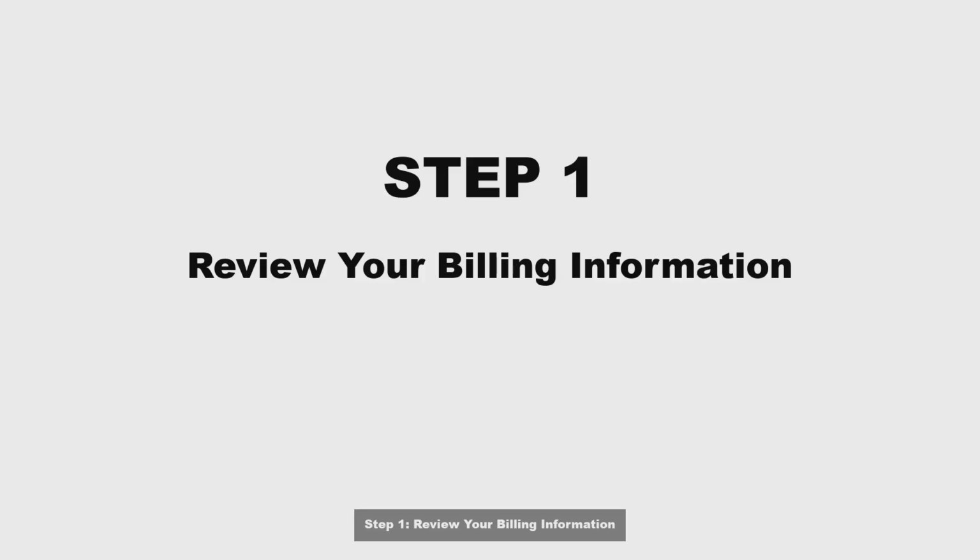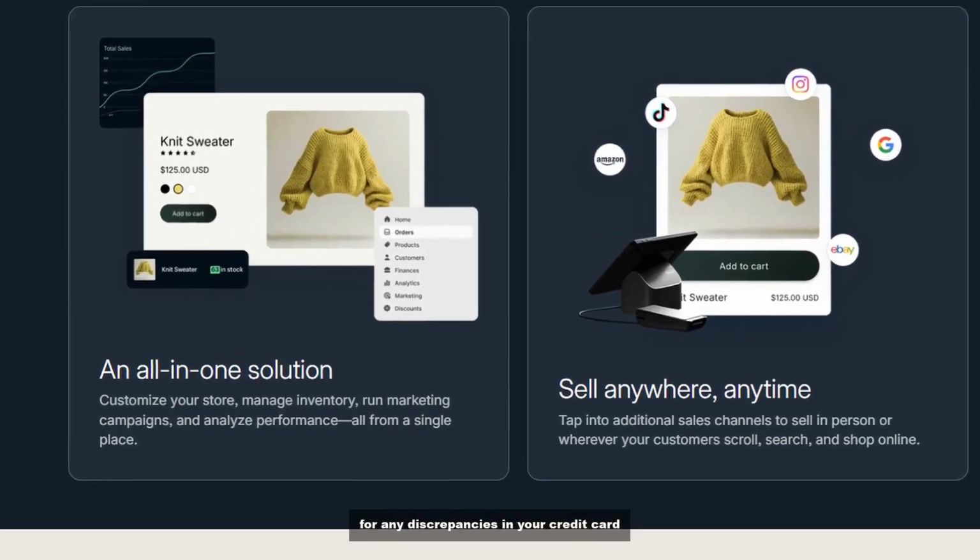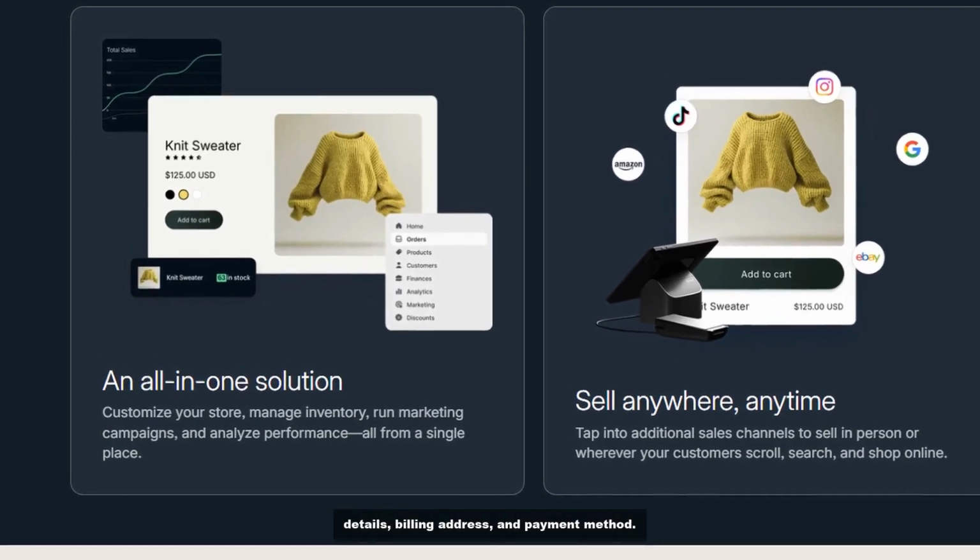Step 1. Review your billing information. Check your account settings to ensure that your billing information is accurate. Look for any discrepancies in your credit card details, billing address, and payment method.